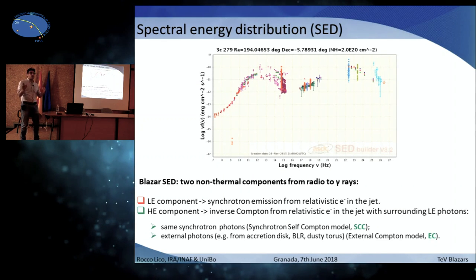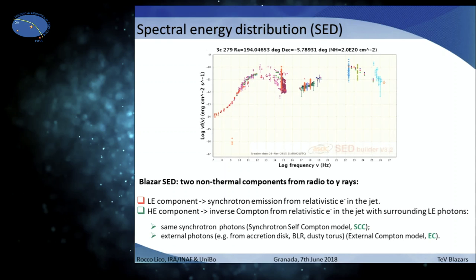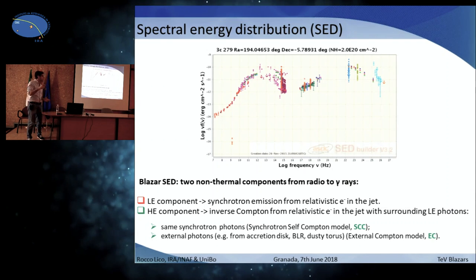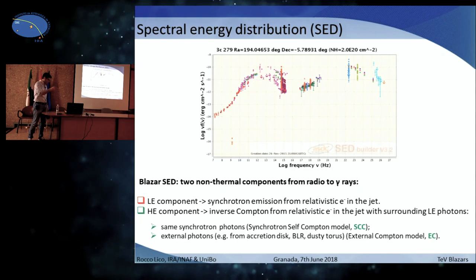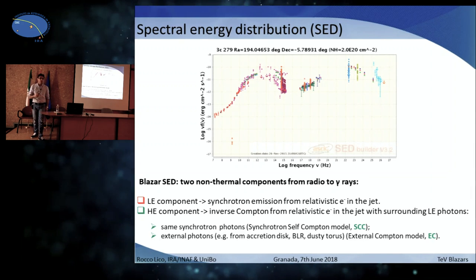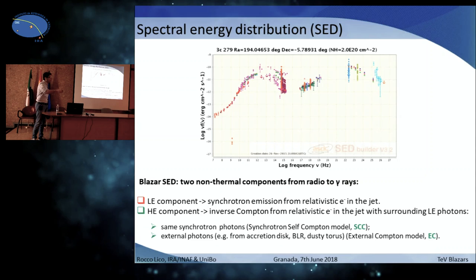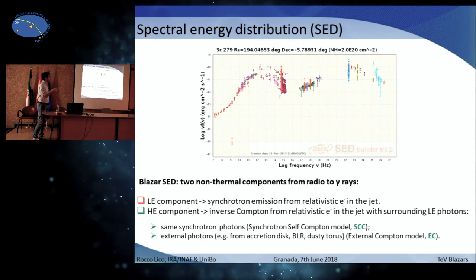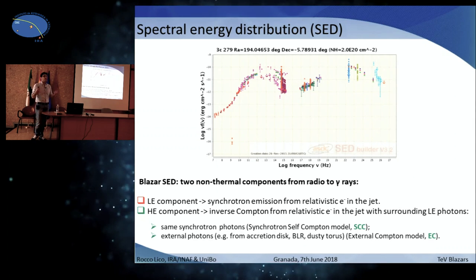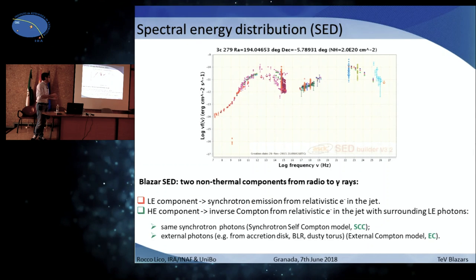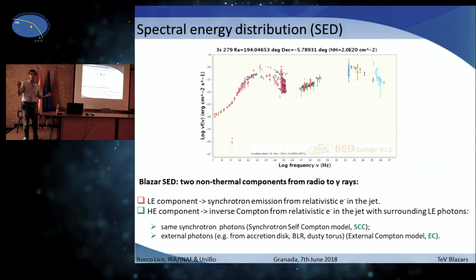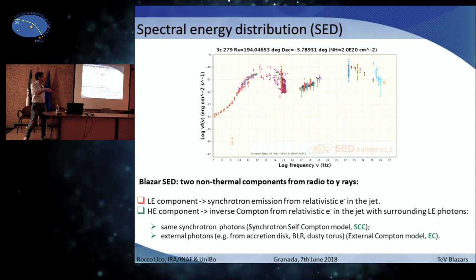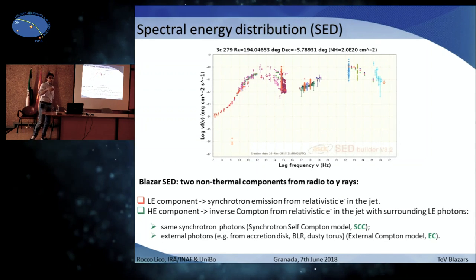According to the origin of such low-energy photons, we have different emission mechanisms. For example, in the case such low-energy photons are the same photons produced by the synchrotron emission, we talk about the synchrotron self-Compton model, while if such low-energy photons are external photons, let's say maybe photons coming from the accretion disk or the broad-line region or from the dusty torus, we talk about a different mechanism, which is the external Compton.